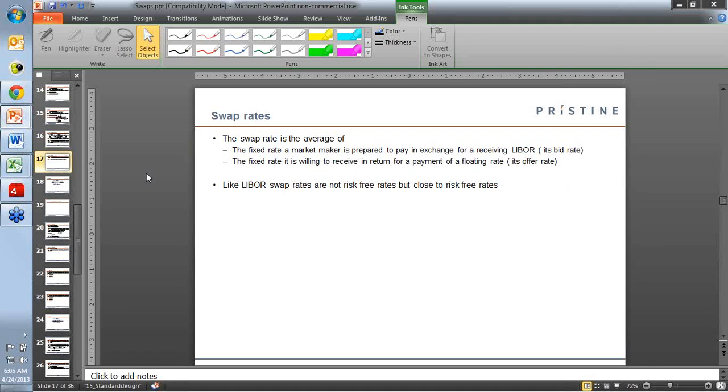Okay, so swap rates. The swap rate is a simple average of the fixed rate a market maker is prepared to pay, that is the bid rate, in exchange for receiving the floating rate, and the fixed rate the market maker is willing to receive. The market maker is basically the financial intermediary. So the fixed rate it is willing to receive in return for payment of floating rate, that is its offer rate. So basically if we take the average of the bid and offer rates, we'll get the swap rate.